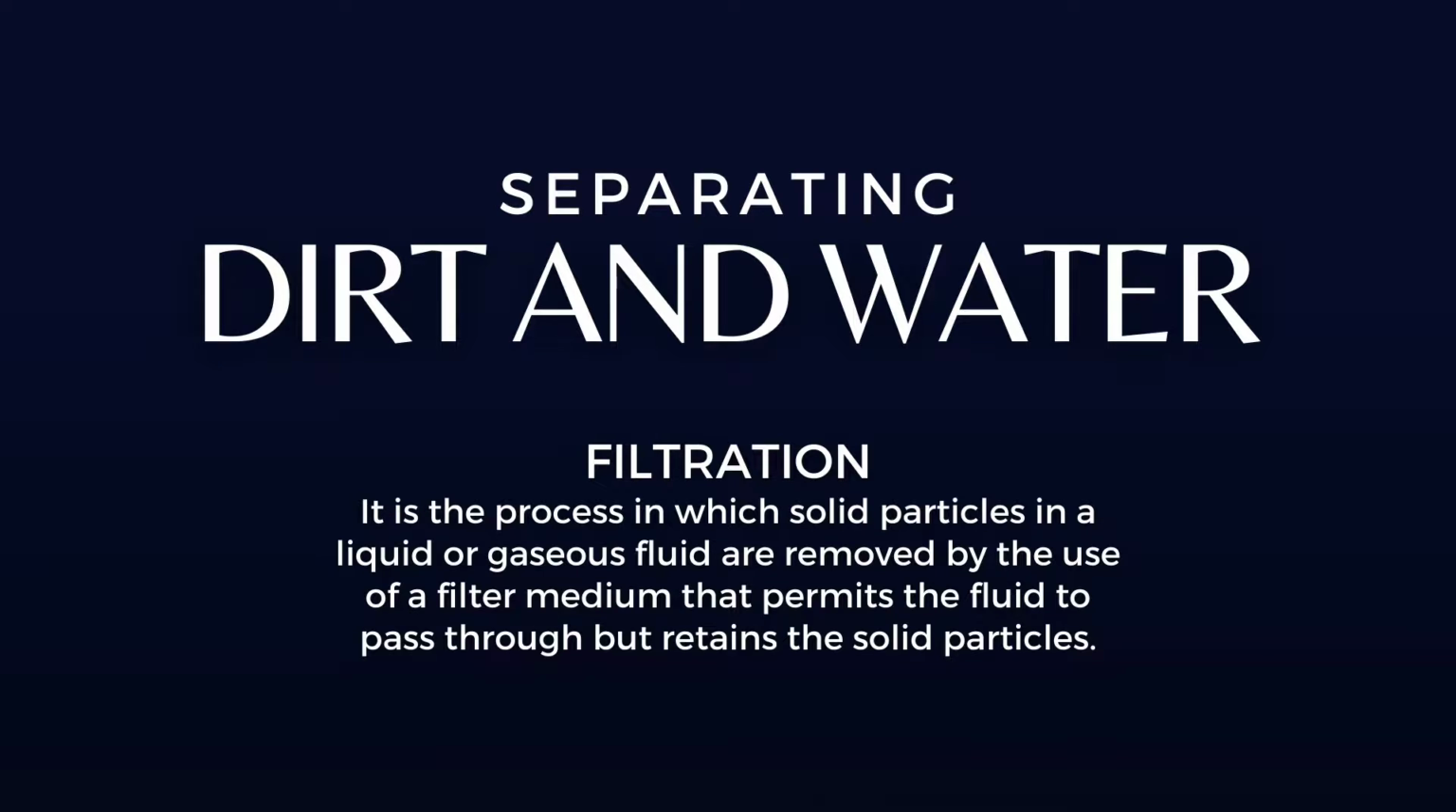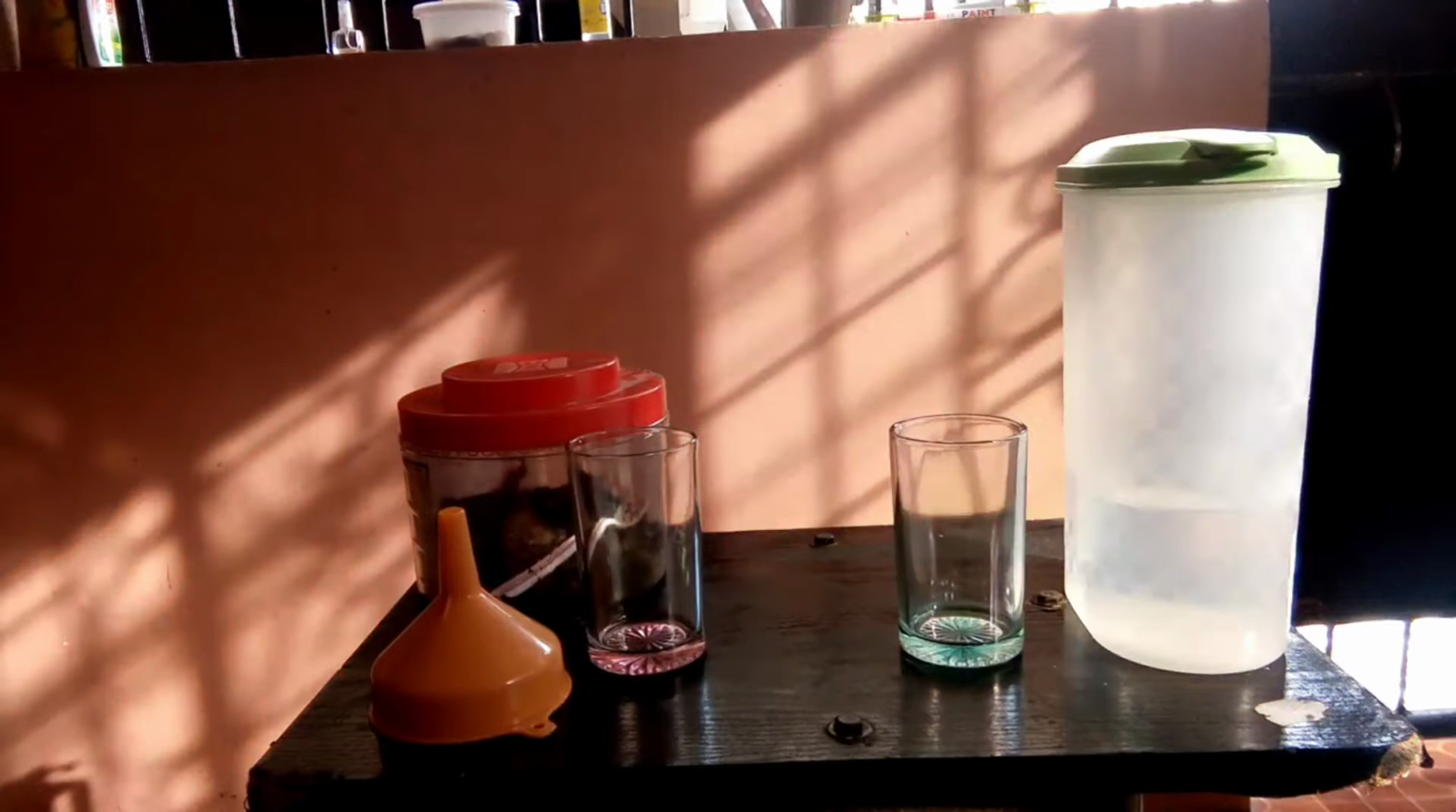Separating dirt and water. We can separate dirt and water by the methods of sedimentation and filtration. For this experiment, we choose the filtration method. Filtration is the process in which solid particles in a liquid or gaseous fluid are removed by the use of a filter medium that permits the fluid to pass through but retains the solid particles.